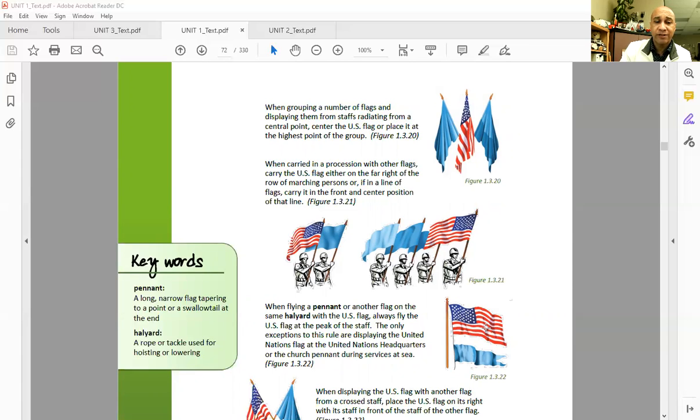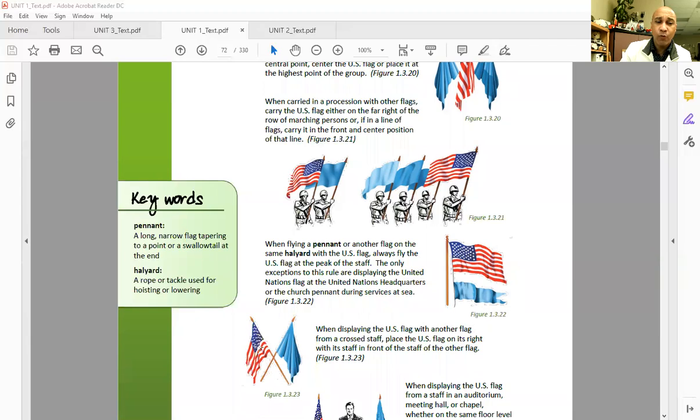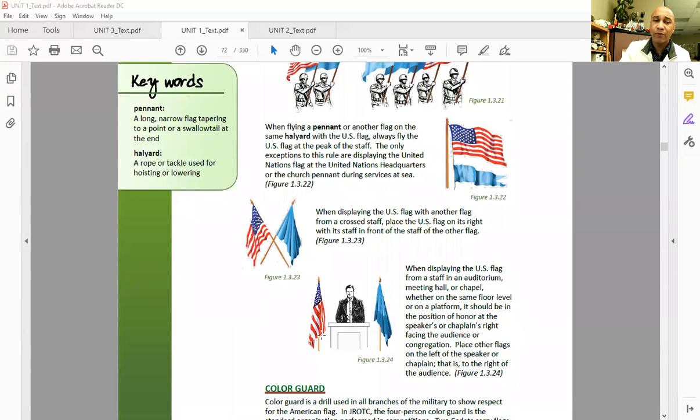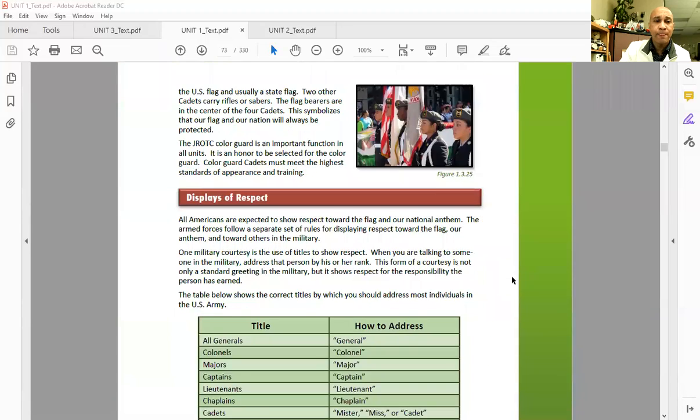UN, church, all right, stuff like that. But again, it's all right here. But make sure the state flag flies below the national flag. When it is at an angle, make sure you know which side it's at, and the staff is always in the front. You got to know these things, guys. Podium is to the right.